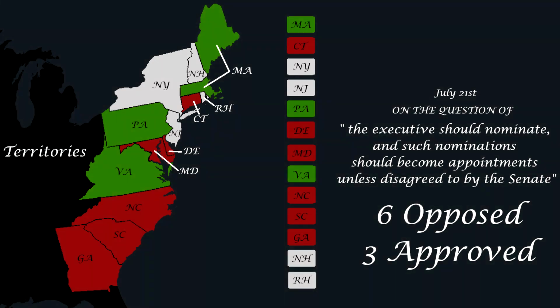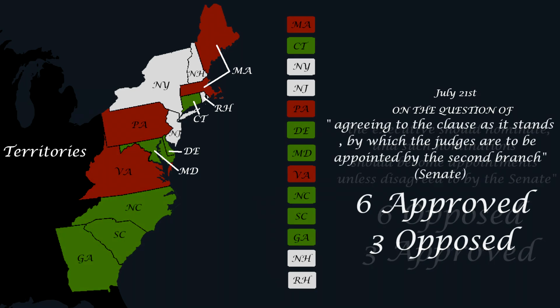In a defeated 6-3 vote, the idea of executive appointment once again failed, and finally, the last vote related to the judiciary before the August break was approving 6-3 selection by the Senate alone.